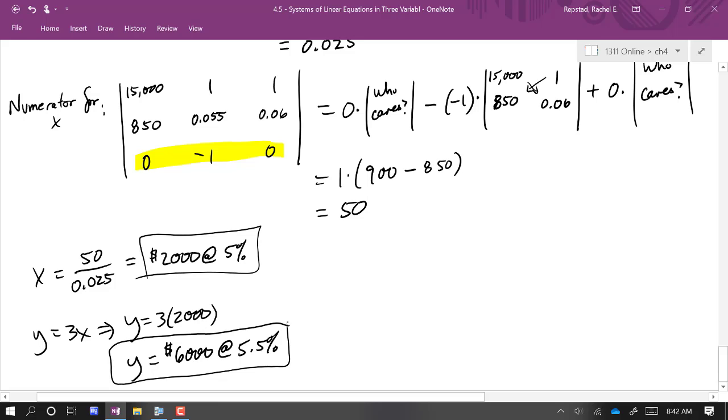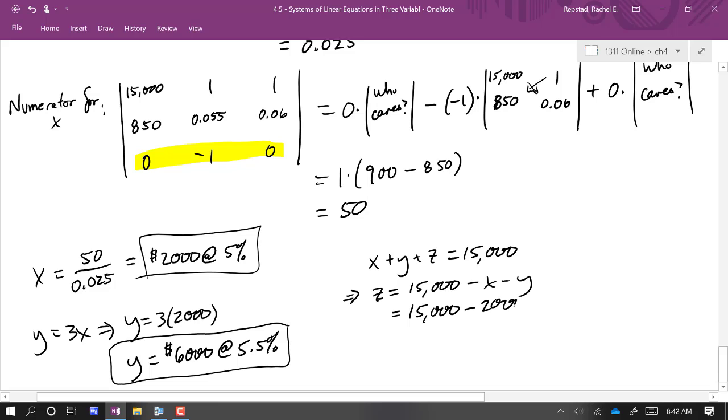And then I can use either of the other two equations to get z. I think it makes the most sense, it's easiest to use the first equation. We know that all three amounts add up to 15,000. So that means that z is 15,000 minus x minus y. So minus 2,000 minus 6,000, and we get 7,000 at 6%.